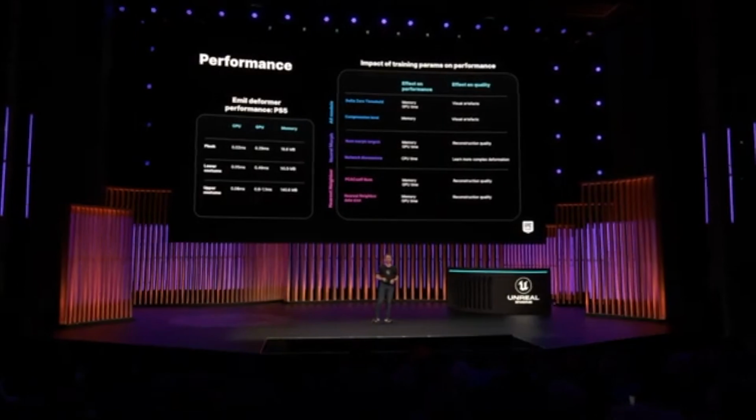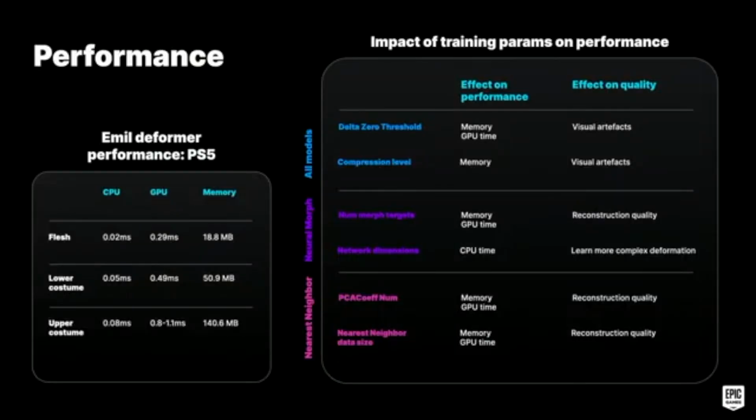On the right is a table of the network parameters that have the greatest effect on performance. So 0 delta threshold culls small deltas from the morph target set. This reduces memory and GPU time, but in some cases can introduce artifacts. Compression level is fairly self-explanatory. Higher numbers affects memory usage, but could introduce artifacts.